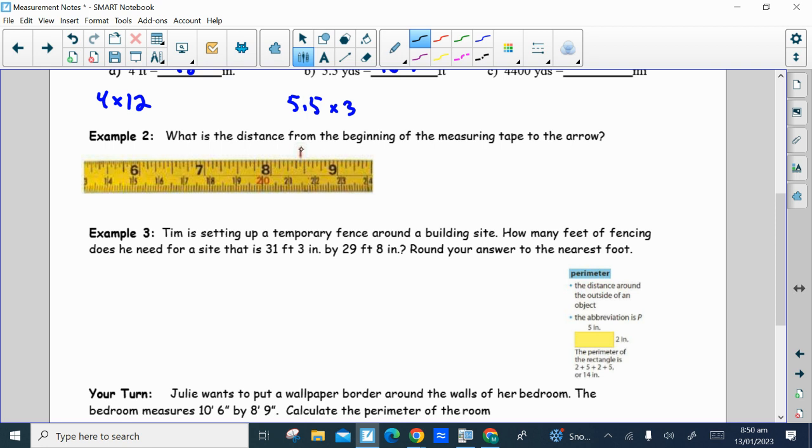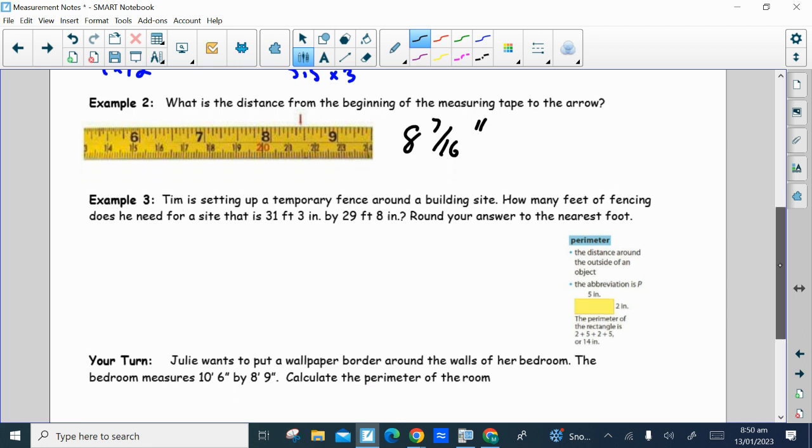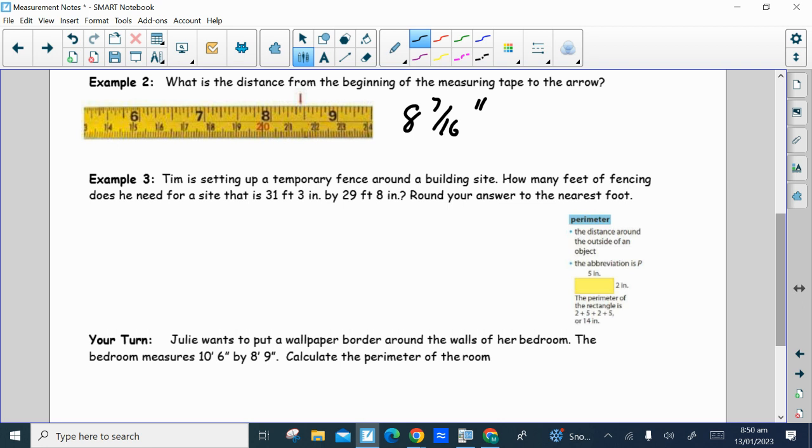All right? So this arrow here is between 8 and 9 inches. It's closer to 8 than it is to 9, but we can count how many of those short increments there are from 8 up to the arrow. There's 1, 2, 3, 4, 5, 6, 7. 7 of those small increments. Each increment is a 16th. So that would be 8 and 7/16 of an inch. Sometimes when you write your fraction, it can be reduced. In this case, it can't. You cannot divide 7 and 16 by the same value to reduce.